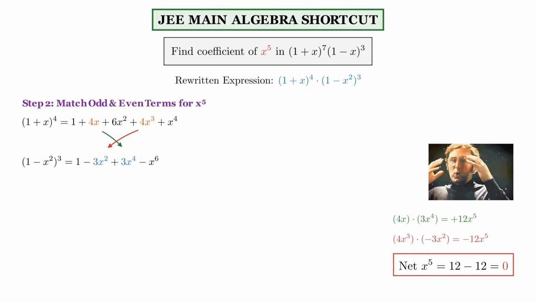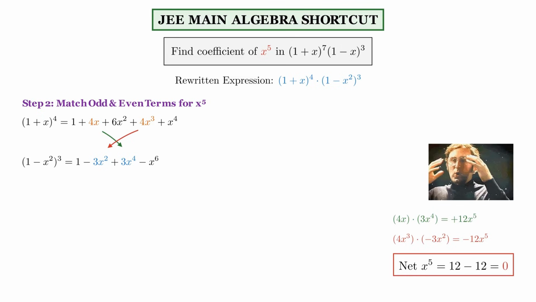The coefficient of x to the power 5 is 0, not because of a calculation error, but because the underlying symmetry of 1 minus x square forces exact cancellation. What would have taken you 10 minutes of brutal algebra becomes a 30-second mental problem once you recognize how to force the difference of squares structure.